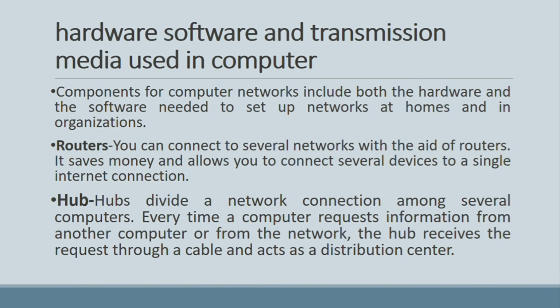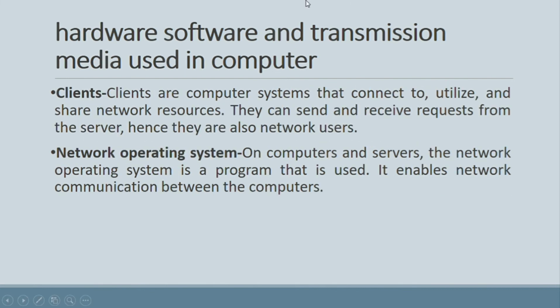Hub. When networking, a hub is the most basic network device that connects multiple computers or other network devices. Clients are computer systems that connect to utilize and share network resources. They can send and receive requests from the server, hence they are also network users. Network operating system. The basic definition of an operating system is that it is the interface between the computer hardware and the user. In daily life we use operating systems in our devices, which provide a good GUI and many more features.